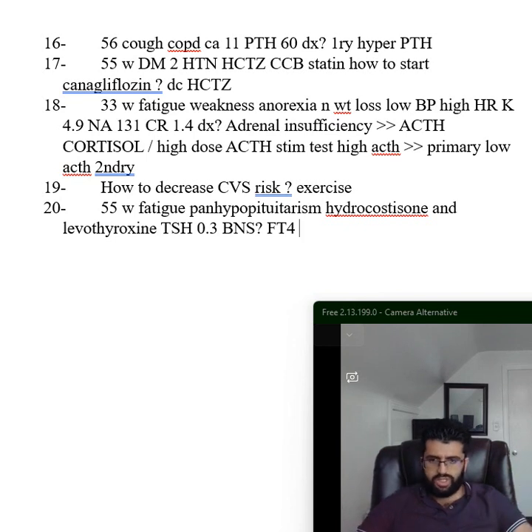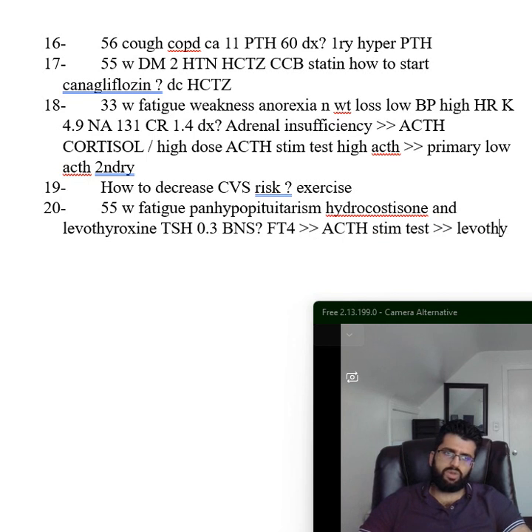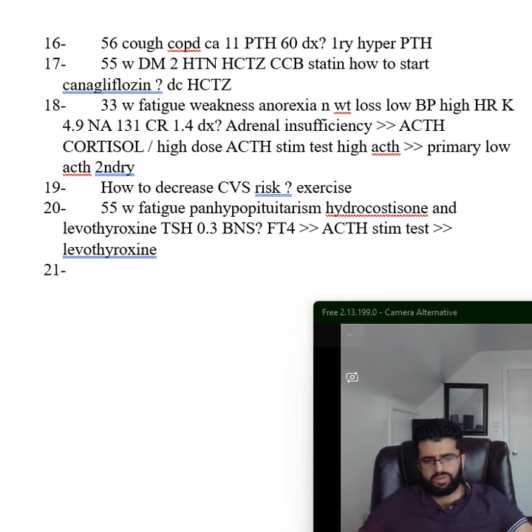And you do an ACTH stimulation test before you start levothyroxine. Okay. Why do you do the ACTH stimulation test? Just to see if there's adrenal insufficiency with it. So you give cortisol with the levothyroxine.